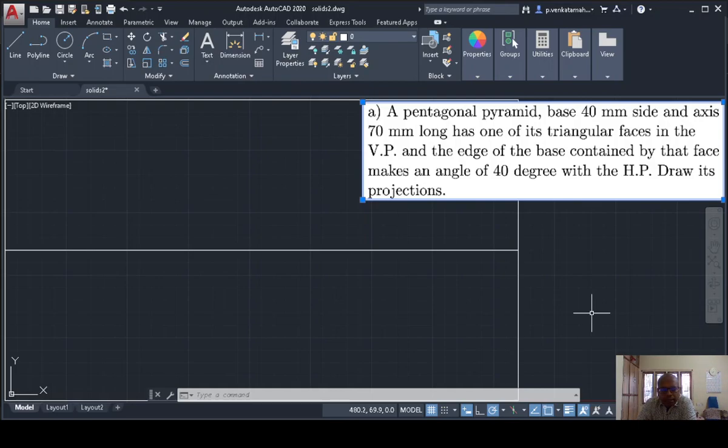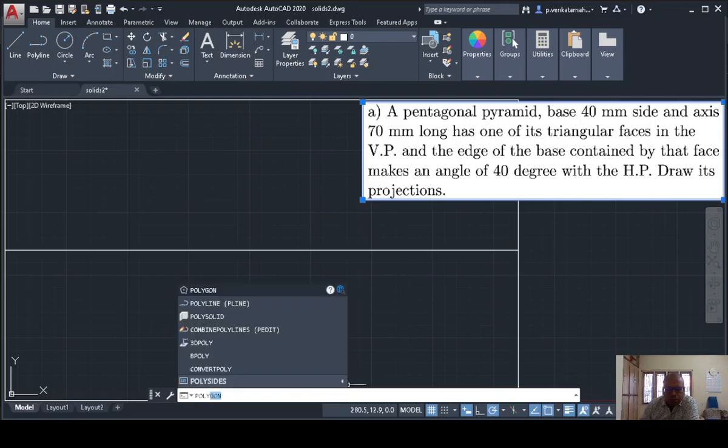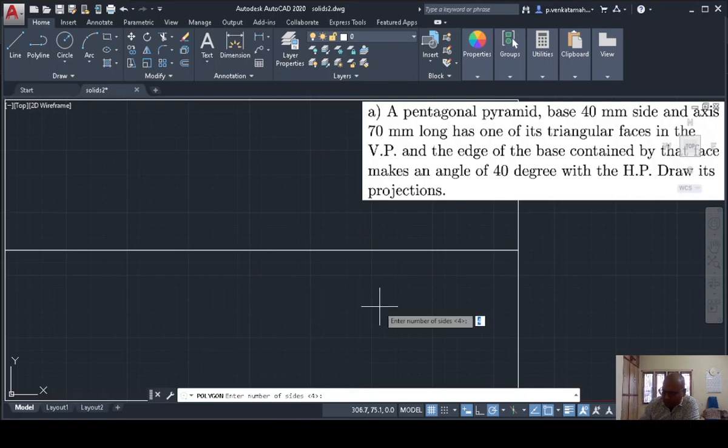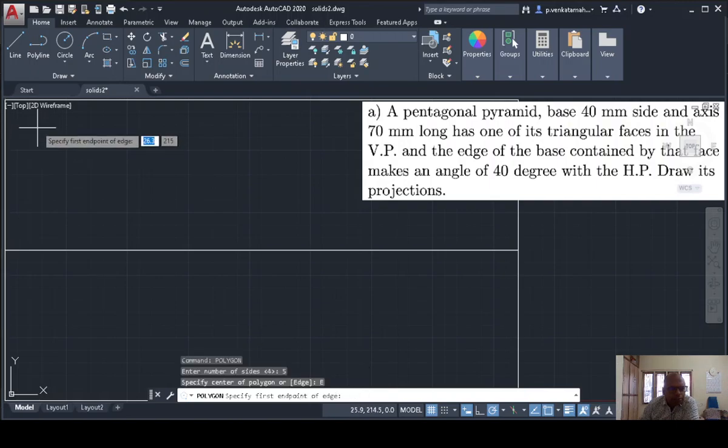Now, if the axis is perpendicular to VP, in front view you will see the true shape of the base. Now, what is the shape of the base here? It is a pentagon. So we'll draw a polygon. Number of sides is 5, and we know the edge length. So select edge here, and now we have the doubt whether we have to draw like this or like this. Which way you want to draw, that we have doubt.